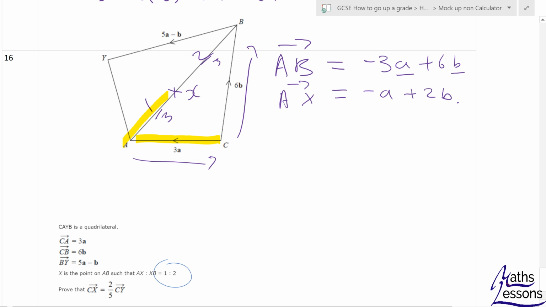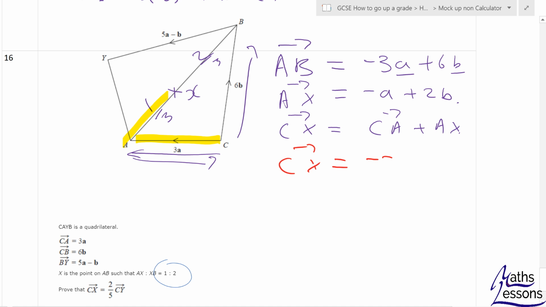So we've got AX. And I said I wanted to find CX, didn't I? So CX is going to be CA plus AX. So CX will equal CA, which is, no, it's not minus 3A, it's 3A, and AX is equal to minus A plus 2B. Combine that all together, and I get 2A plus 2B.